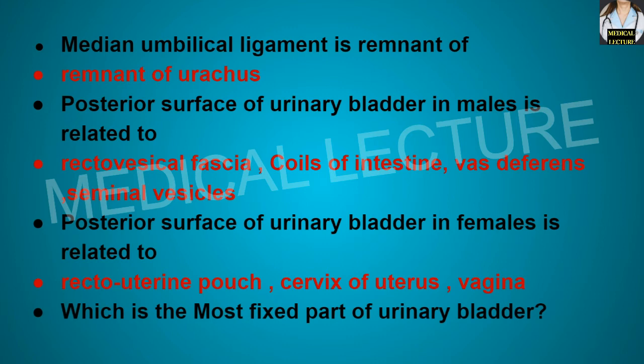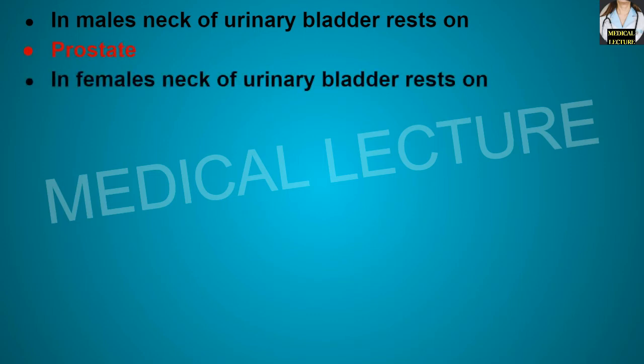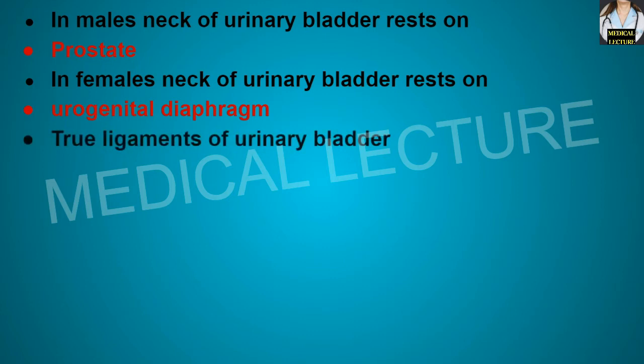Which is the most fixed part of the urinary bladder? It is the neck of the urinary bladder. In males, the neck of the bladder rests on the prostate. In females, the neck of the bladder rests on the urogenital diaphragm. True ligaments of the urinary bladder are the lateral ligaments, puboprostatic ligaments and the posterior ligaments.